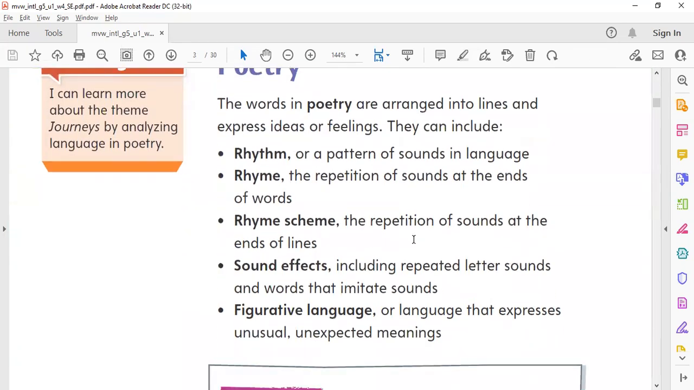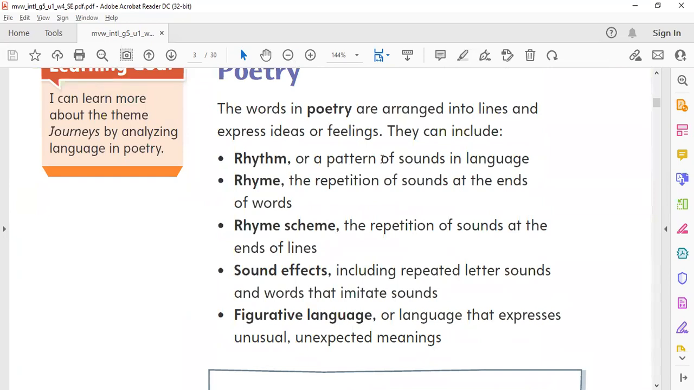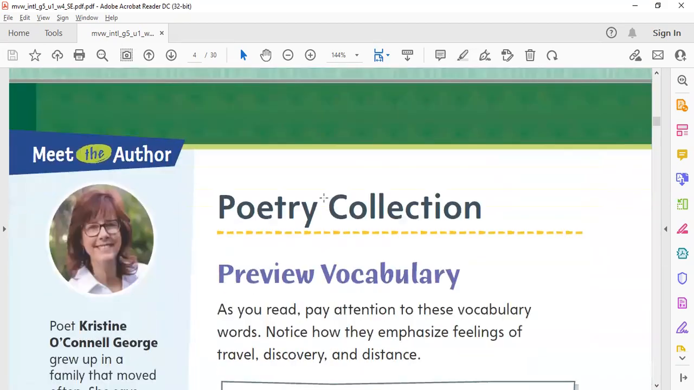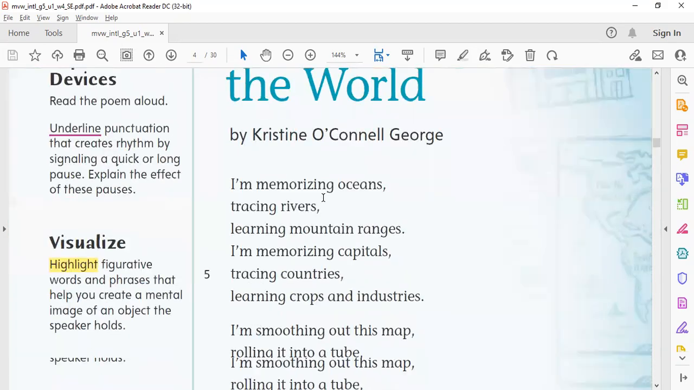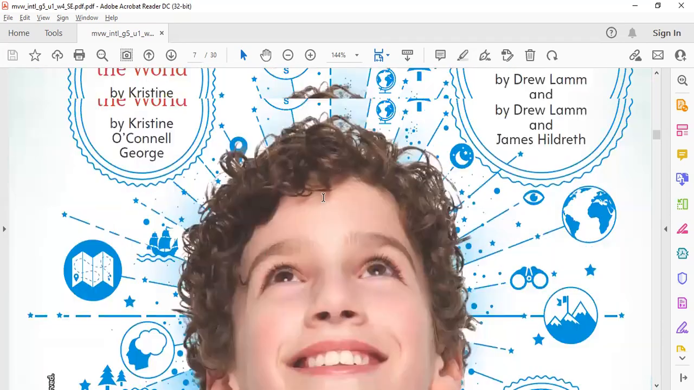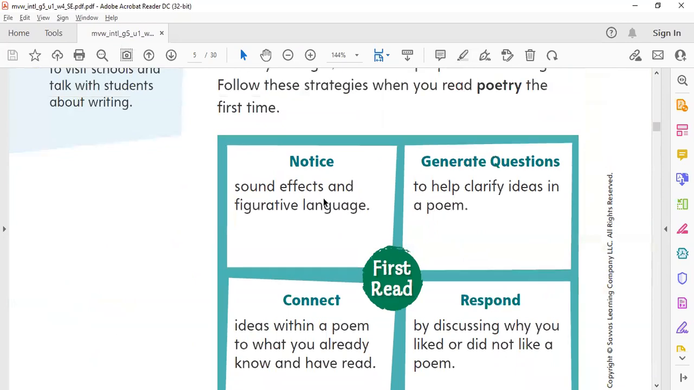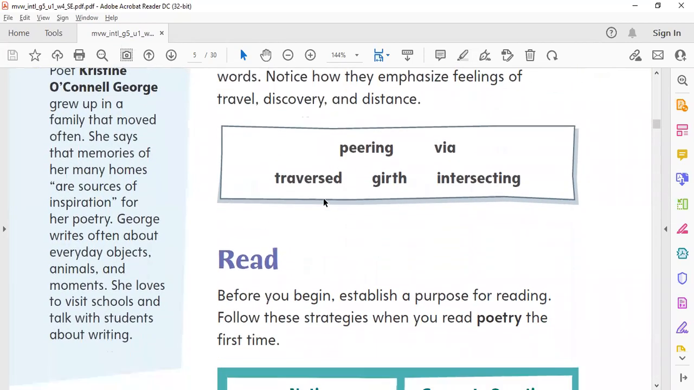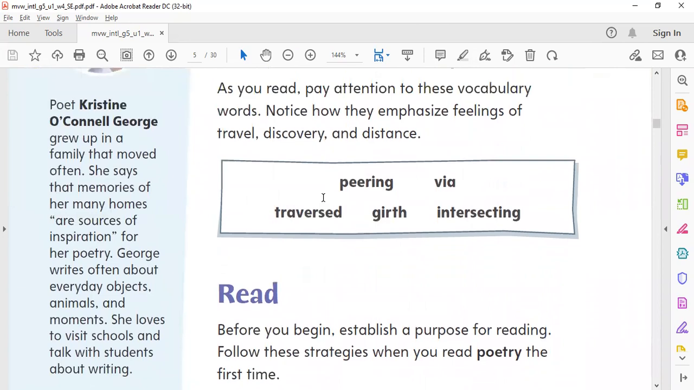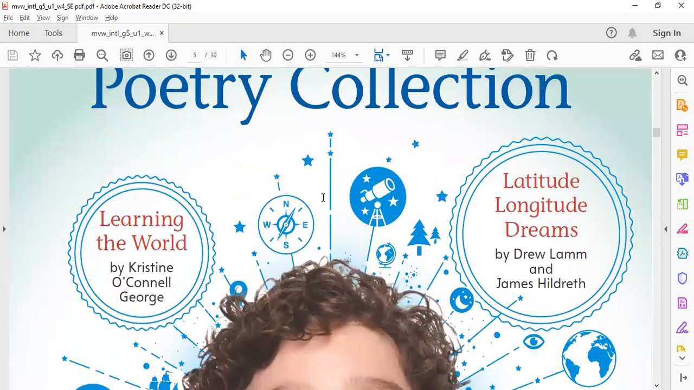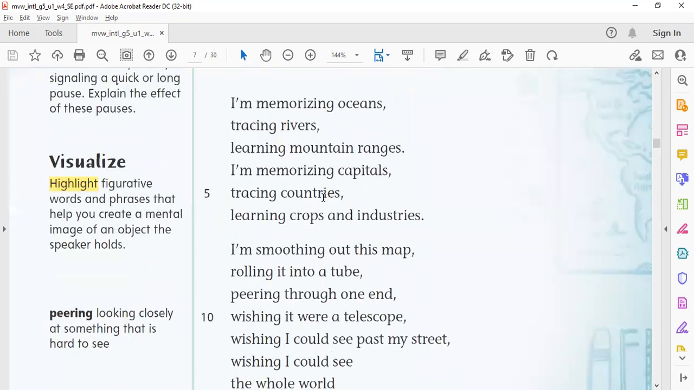Now let's go to the poetry itself. Yes, this one is so important. You have to memorize it. Here, the poetry collection. As for the words, let's understand them while we are taking the poem, because the poem is important, more important than the words.